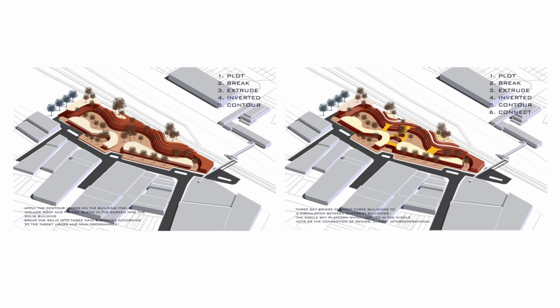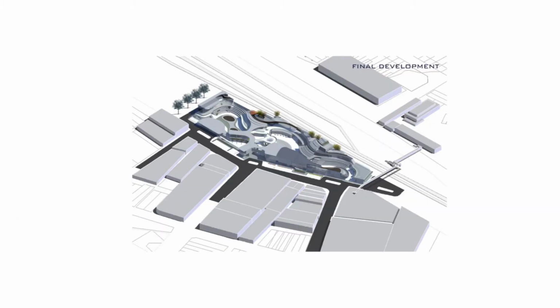And the last step, the sky bridge connect 3 buildings and create a circulation between these 3 buildings. And the circle sky platform, which located in the center of the building, also acts as a connection between these 3 different buildings. So this one is the final development of my project.